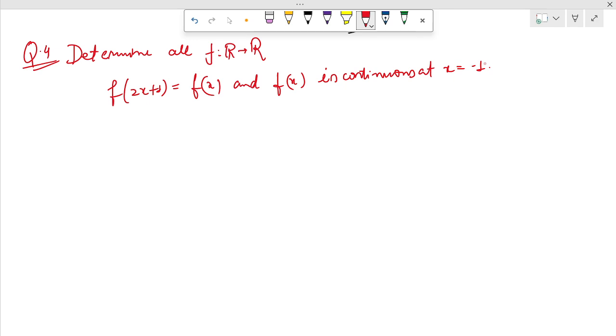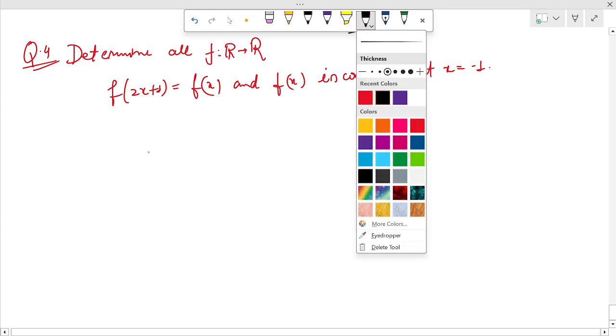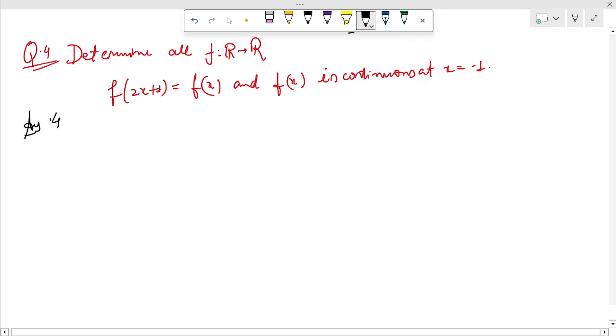We want to determine all the functions from R to R such that it satisfies the functional equation f(2x + 1) = f(x), and further f is continuous at -1. So all these attributes are there. We want to find all the functions which satisfy both of these things, that is f(2x + 1) = f(x), and also that f(x) is continuous at -1. Okay, so how would we do that? So what I'll do, I'll simply use something like this. So we'll set something according to this particular definition.